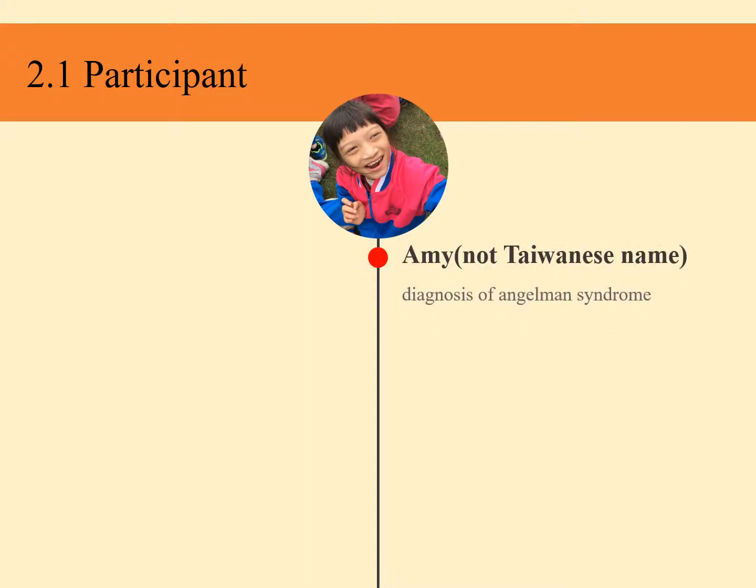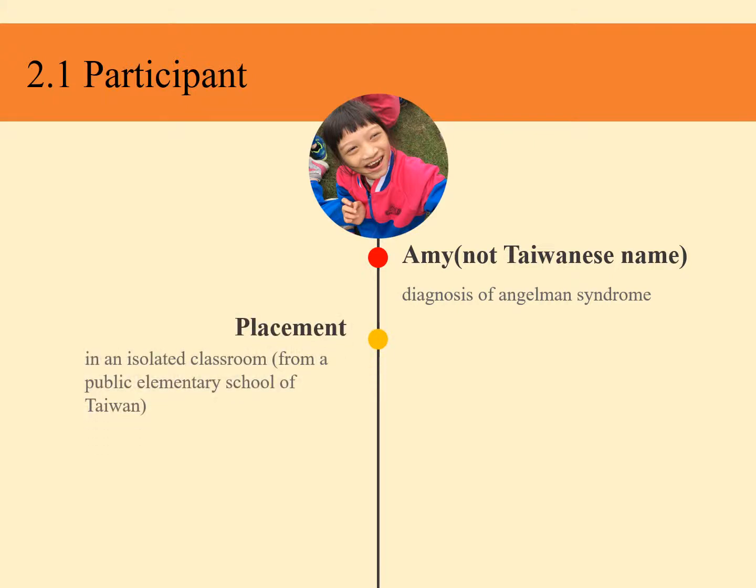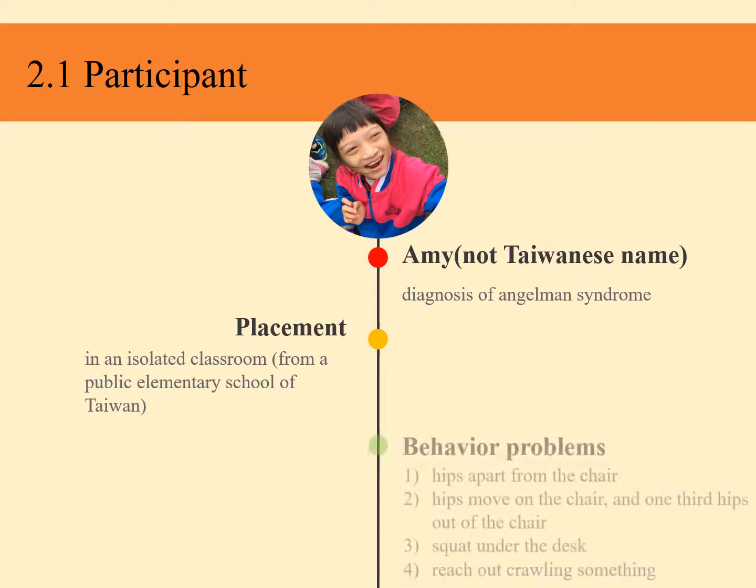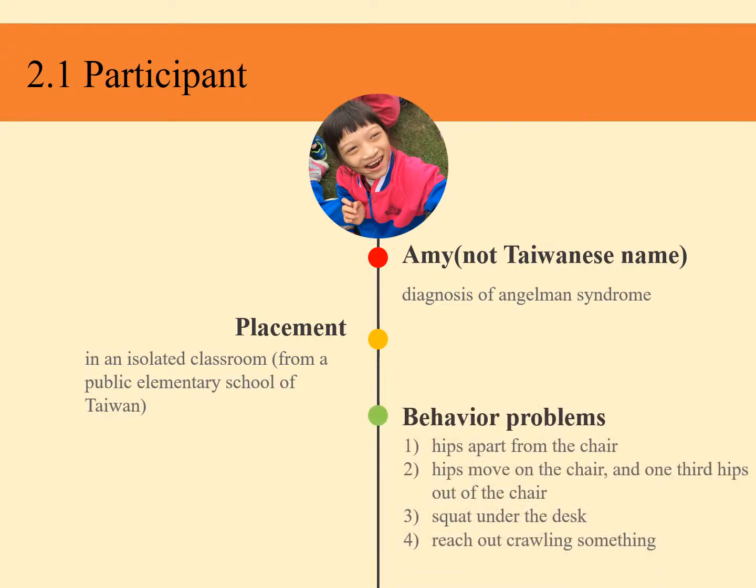Amy, not a Taiwanese name. She is diagnosed with Angelman syndrome. She is a 2nd grade student. Now, she is sitting in an isolated classroom in a public elementary school in Taiwan. Her behavior problems are the following.